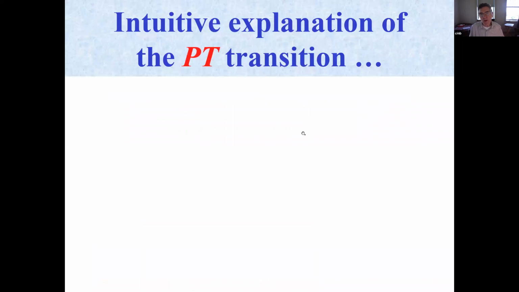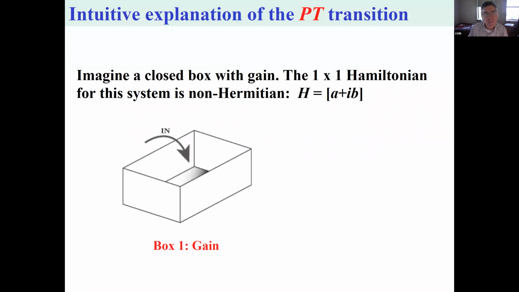I'm going to give you an intuitive explanation of the PT transition. I want you to imagine a closed box with gain. To describe this box, this is a quantum system. You're putting stuff into the system. It's sort of like the opposite of radioactive decay. The state is growing in time. To describe such a system, you would use a non-Hermitian Hamiltonian. It's a 1-by-1 Hamiltonian because there's a complex number B in here. Depending on the sign of B, there can be growth or decay of the state. And here we have a state with gain.